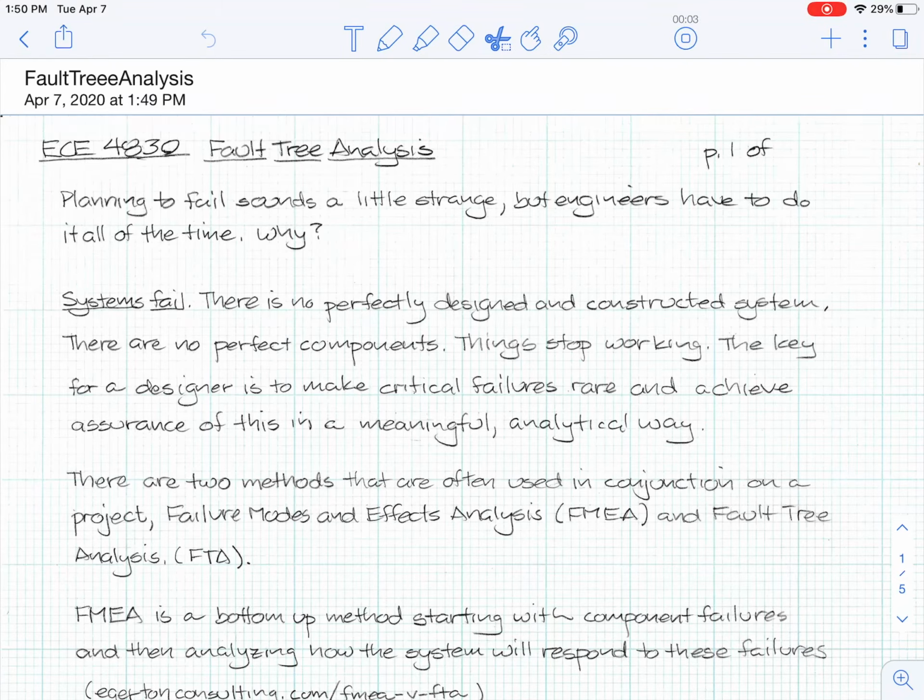Hi. I've owed you this for a little while, so I'll give it to you. This is on fault tree analysis.